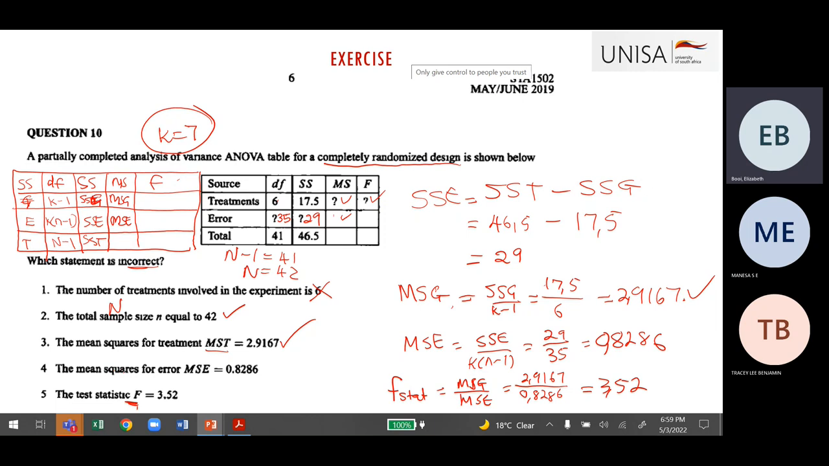The mean squares for error, which is our MSE, is 0.8286, which is what we calculated, which is correct. And our test statistic, we also did calculate it, which is correct. That's how some of your questions will look in the exam, and the same applies when you are calculating the ANOVA for the experimental design. Okay, any question?